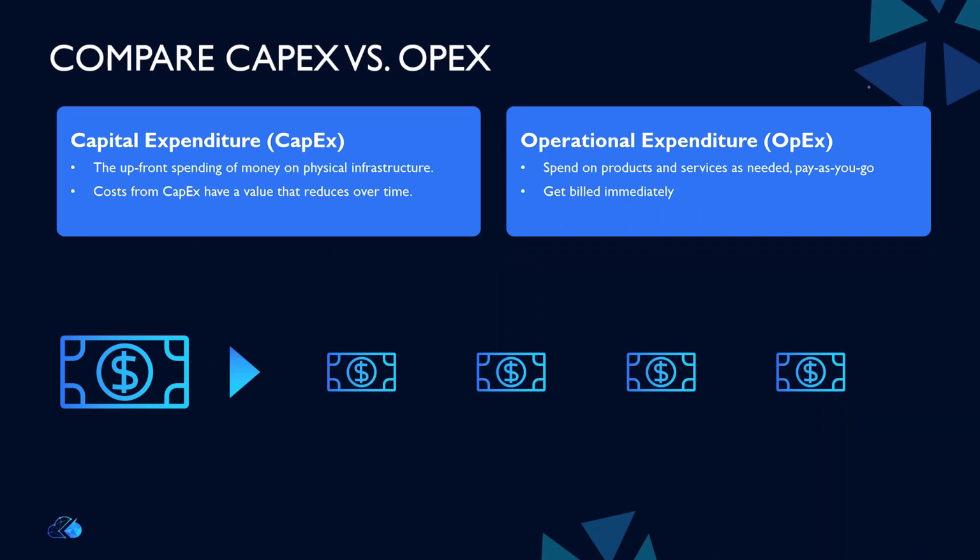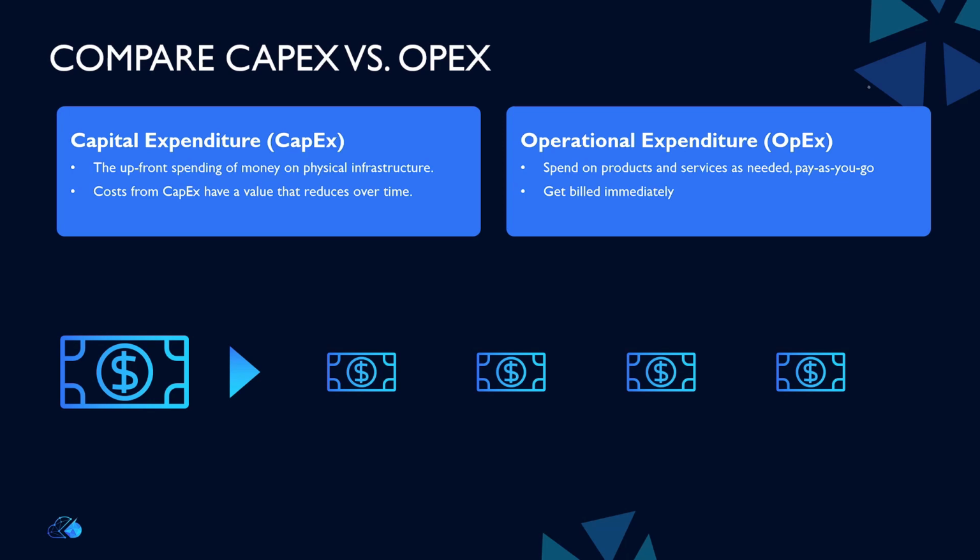Capital expenditure, this is the upfront spending of money on physical infrastructure, and costs from CapEx have a value that reduces over time. Think of this as when you buy those servers. You purchase them, you can depreciate them over time, but it's a big upfront expense. Operational expenditure, in contrast, is spending on products and services as needed. It's an operational expense to your business. You're paying as you go, and you get billed immediately as you consume those services.